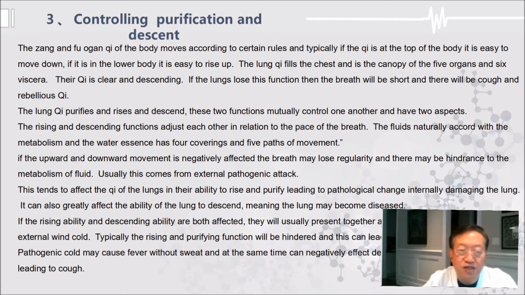Typically, the rising and purifying function will be hindered, and this can lead to chest and nasal congestion. Pathogenic cold may cause fever without sweat, and at the same time can negatively affect descending functions of the lung, leading to cough.